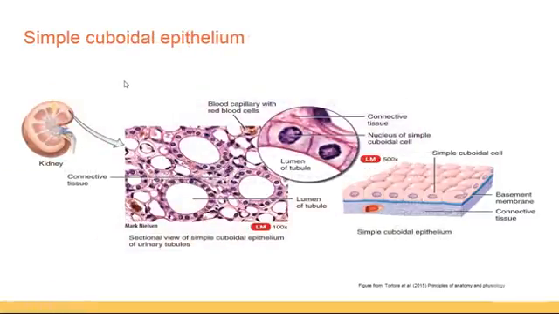Simple cuboidal epithelium is found, for example, in the kidneys, and you'll see that here we've got this cube-shaped structure with the centralised nuclei, and you can see that here they're lining the tubules in the kidney.